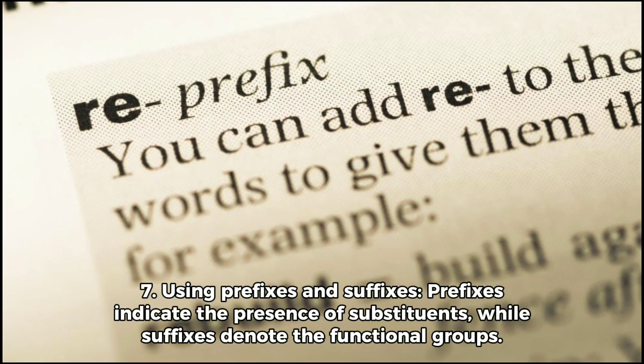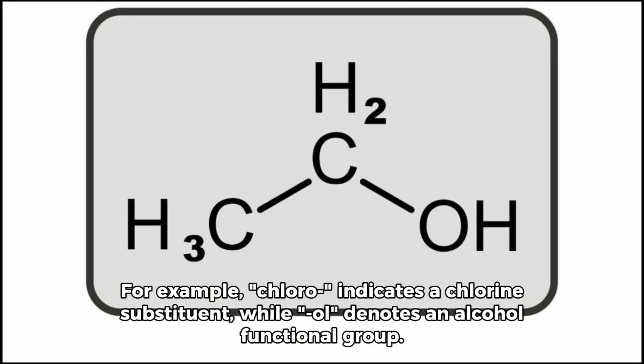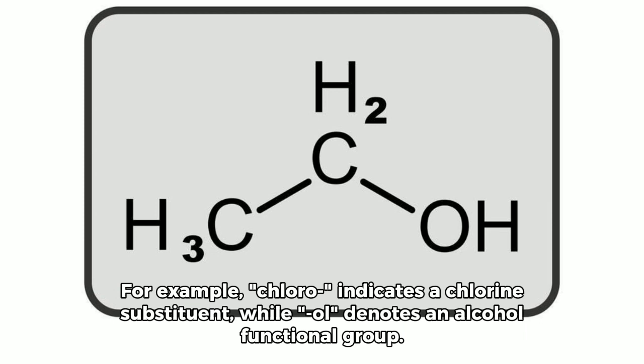7. Using prefixes and suffixes. Prefixes indicate the presence of substituents, while suffixes denote the functional groups. For example, chloro indicates a chlorine substituent, while -ol denotes an alcohol functional group.